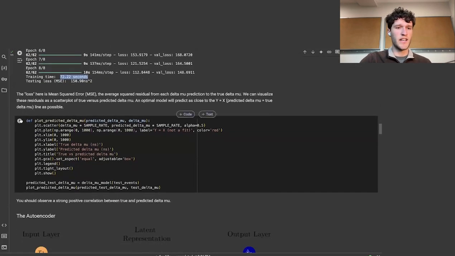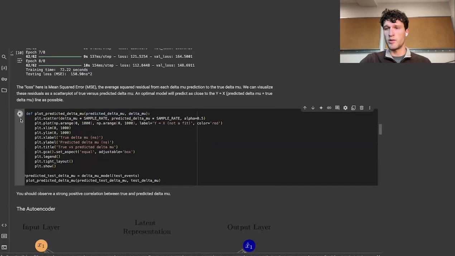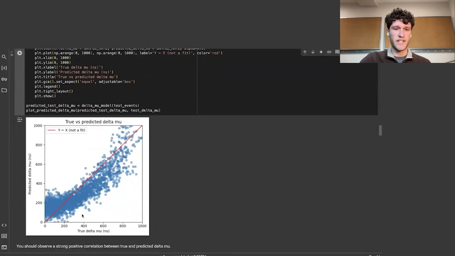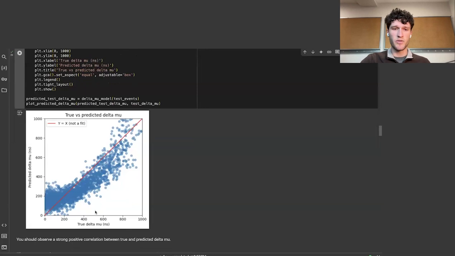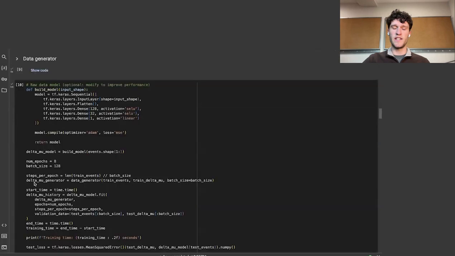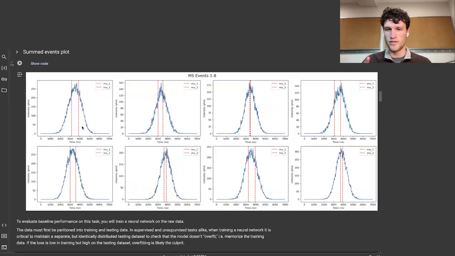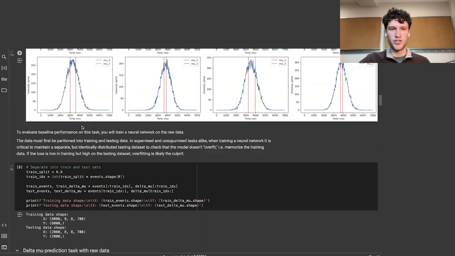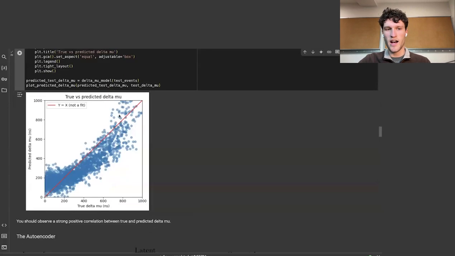And so we can visualize this in the following plot, where we see the predicted versus true delta mu plotted against one another. And hopefully you'll see a positive linear correlation, which basically says, okay, for the higher delta mu events, in other words, where these two red lines are further apart, the neural network should correctly predict higher delta mu, and vice versa. For lower true delta mu, it should predict lower delta mu.